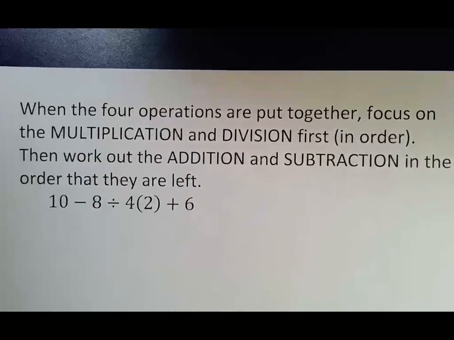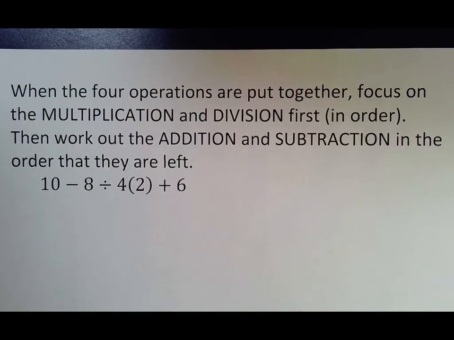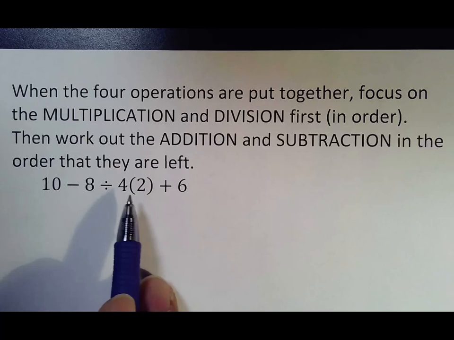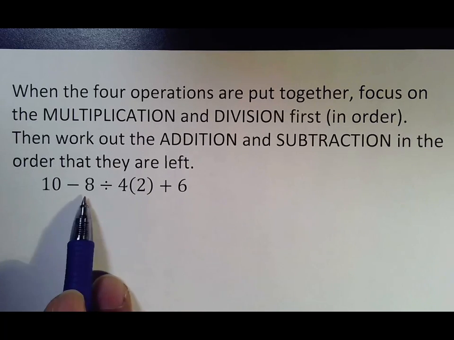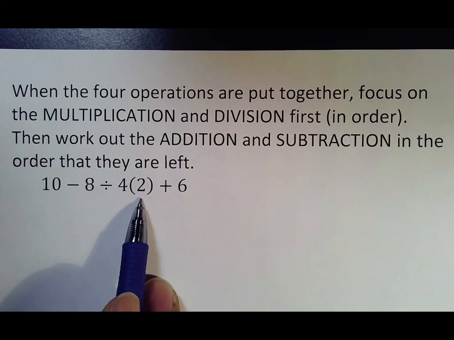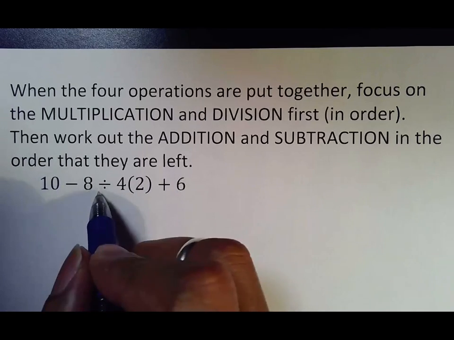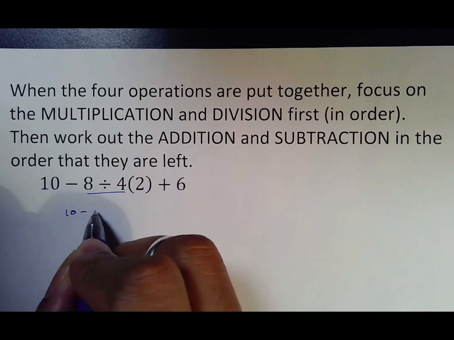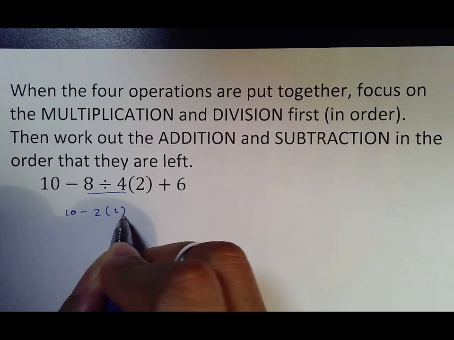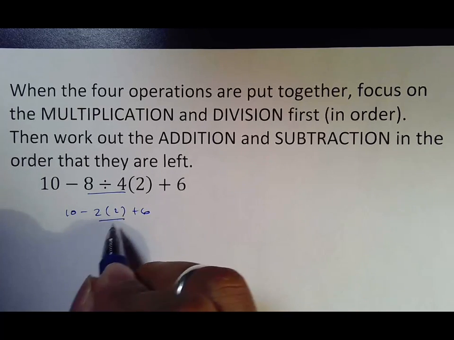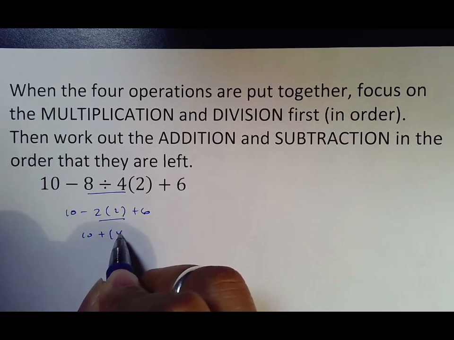So when that happens and you have everything together, as we said, addition and subtraction are the lowest, which means these two should be the last two. It means that this is where we start. And so first thing we do, because these are even in terms of multiplication and division, we work them in order. So 10 minus 2 times 2 plus 6, and then we do our 2 times 2, which ends up being 4.